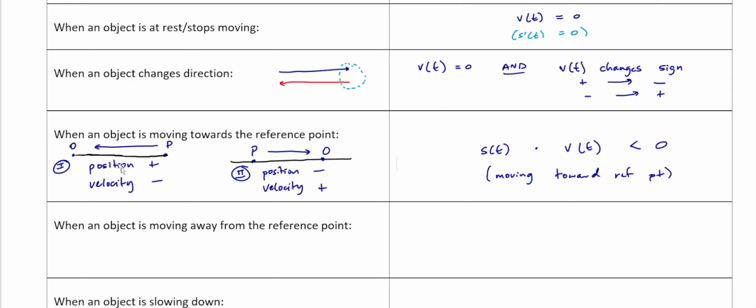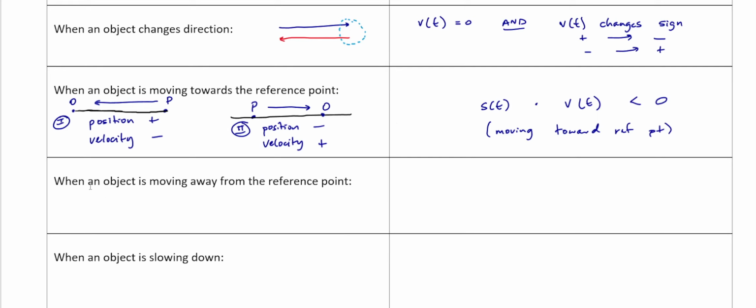The displacement function in the first case was positive because it was to the right of the reference point, but if it's moving towards the reference point, its velocity is negative because it's going towards the left. In this case right here, the position or displacement function was negative because it was to the left of the reference point, but because it's moving towards the reference point to the right, its velocity was positive. And so when you multiply a positive and a negative number, or a negative and a positive number, you will always get a negative number. And so that is the relationship of s(t) and v(t) when you are moving towards the reference point.